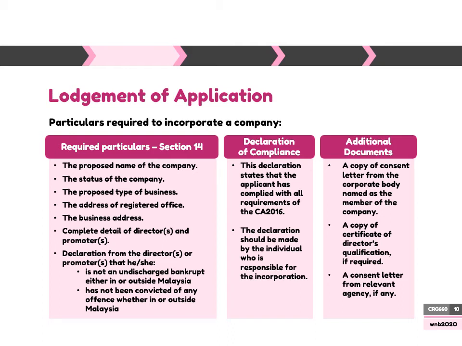Together with that, ada juga declaration of compliance. Okay, this declaration state that the applicant has complied with all requirement of Companies Act 2016. And ada juga yang incorporation tu memerlukan additional document depending on case lah. Ada yang kalau you guna nama atau you punya corporate body tu diletakkan sebagai member of the company. You punya members tu terdiri daripada corporate body, kena dapatkan copy of consent letter, a copy of certificates of directors qualification, and a consent letter from relevant agency. So yang ni yang additional lah. Selalunya yang wajib yang this one, section 14 tu.